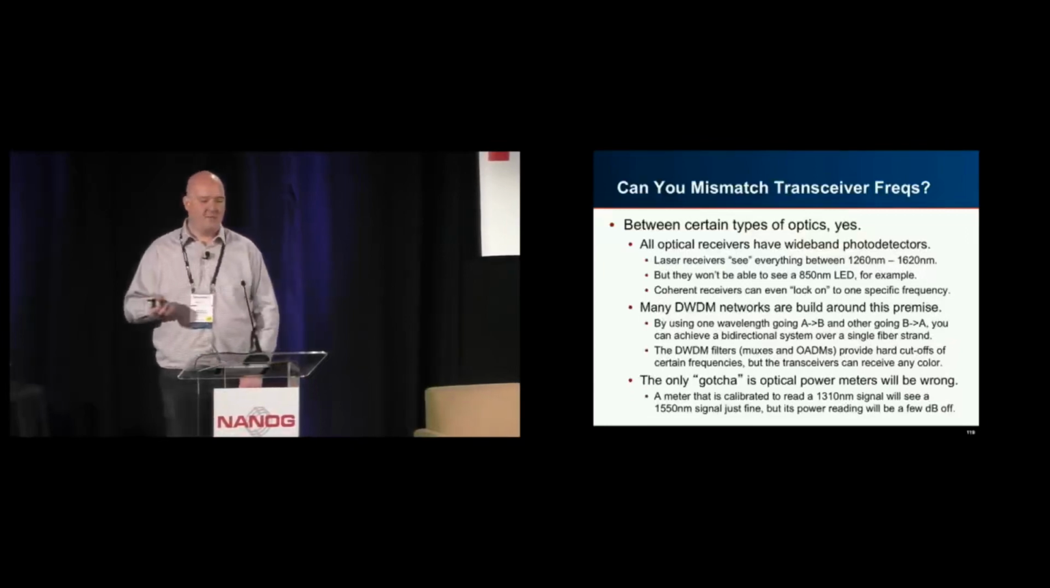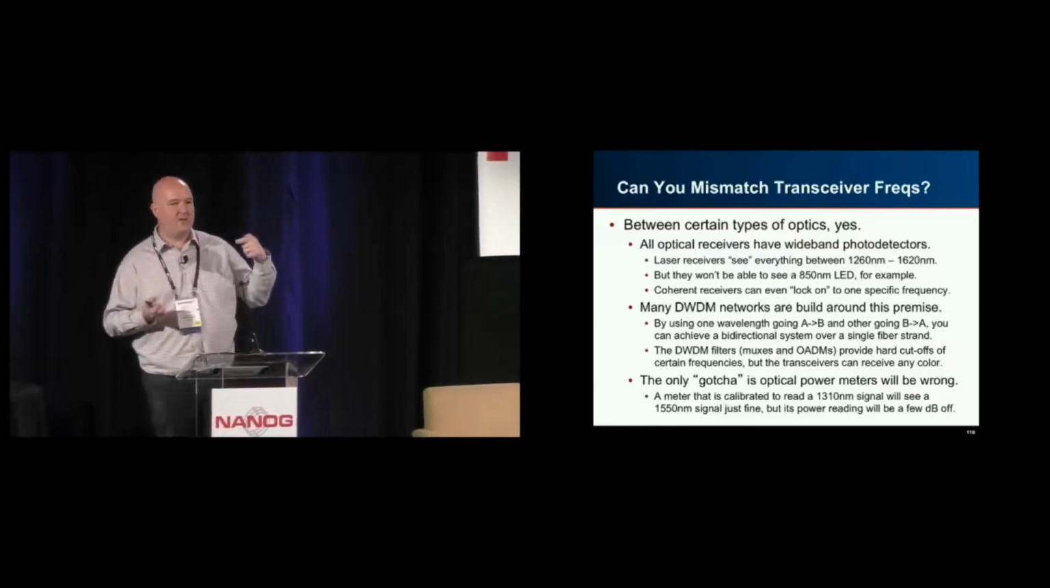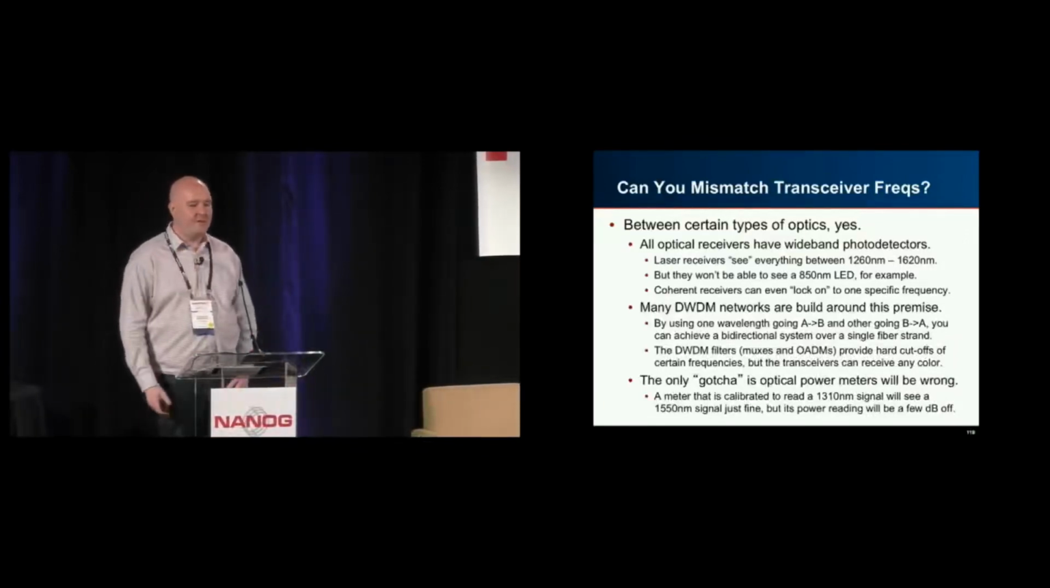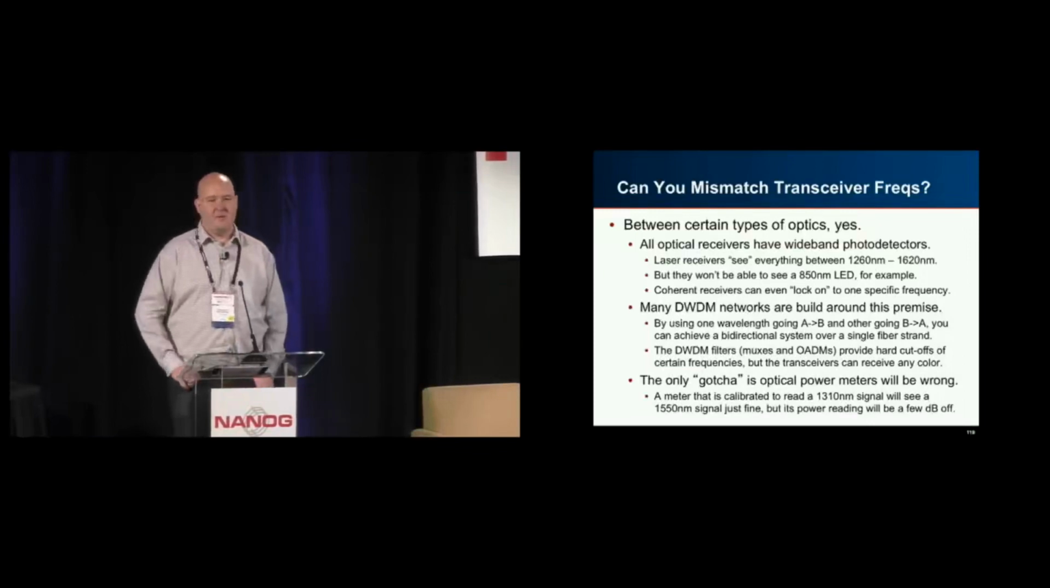So you can have a system with wavelength color 1 going one direction and wavelength color 2 going the opposite direction, and you can run this over your single strand of fiber and everything works just fine. The only real gotcha is that your optical power meter needs to know what frequency you're receiving, or else it will give you a wrong power. If you set your meter to a 1310 signal and then send it 1550, your power reading is just going to be off by a few dB.